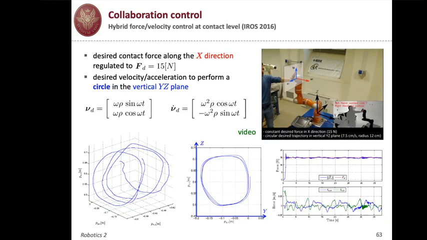So now we chose to apply a force in the absolute X direction. The X direction, you can see the black frame at the base of the robot. And in the normal plane, which is the YZ plane in this case, we would like to execute a circular path with some constant velocity. And you see here the plots representing the results. You see also that there is, well, let's see first the video.